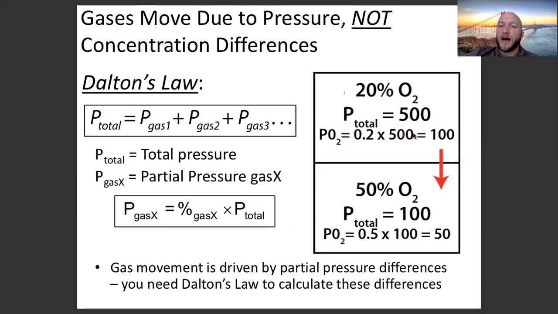This means that we have a higher partial pressure in the top than we do in the bottom. Things are going to go from the higher partial pressure to the lower partial pressure, flow down. Gas movement is driven by partial pressure differences, and you need to know Dalton's law in order to calculate these differences.